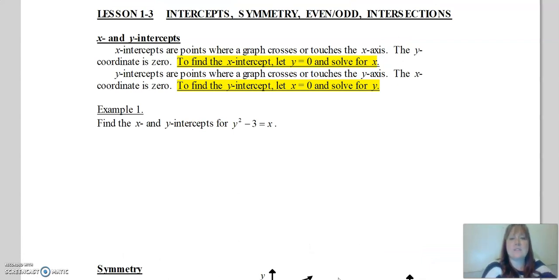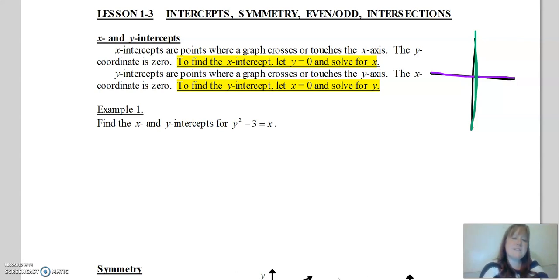Okay, so the x-intercept is where it crosses the x-axis. And if you think about what y is equal to, here we're at the x-axis, right here. What's y equal to right here? Well, it's equal to 0, right? Y is always equal to 0 at the x-axis. And what about on the y-axis? What's x equal to? Well, x is equal to 0. So that's how we know what to do.